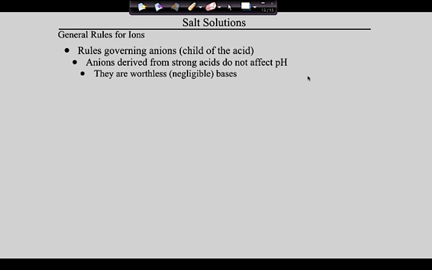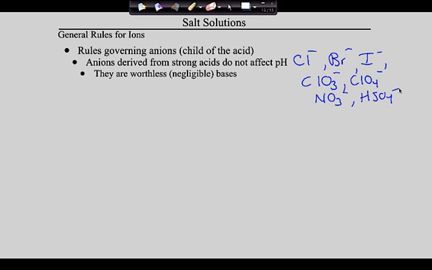Of course, the examples would be chloride, bromide, iodide, ClO3, ClO4, NO3, and HSO4 minus. Why those 7? Because those are the strong acids.